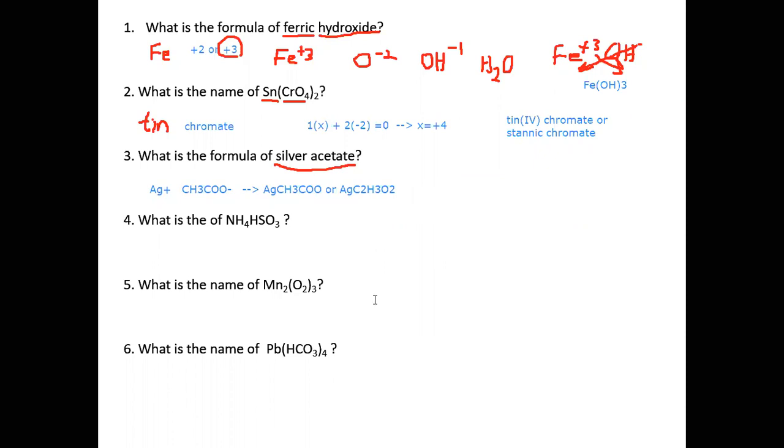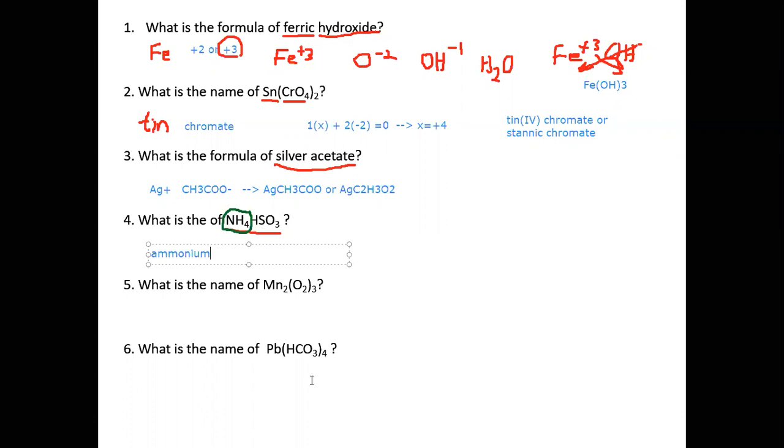Next, we want to write the name of NH4HSO3. Now here you see we have no metal in the formula, but there's something unique about this right here. This is one of the few polyatomic cations that we have, and its name is ammonium. Not to get confused with ammonia. Ammonia is NH3, ammonium is NH4 plus.